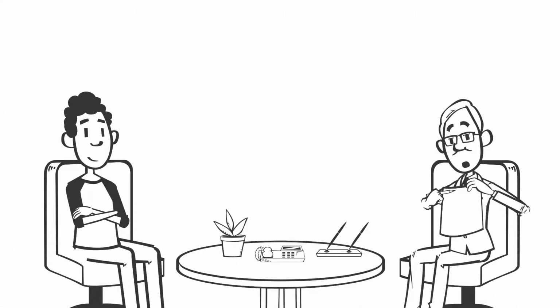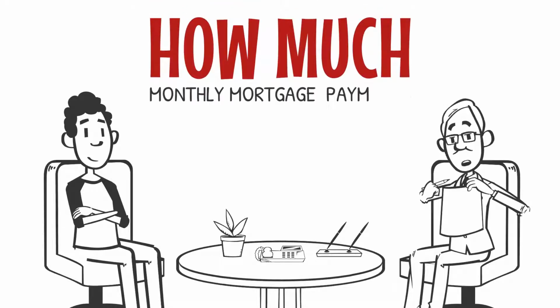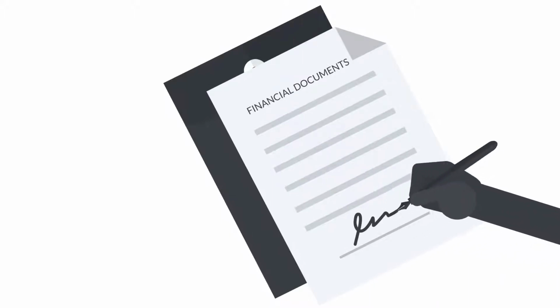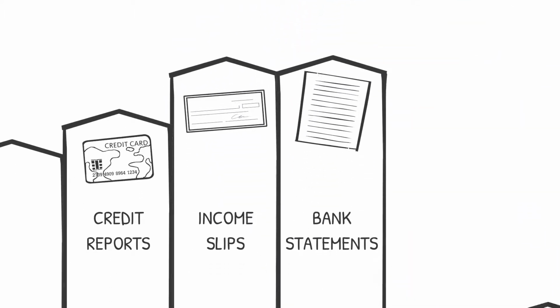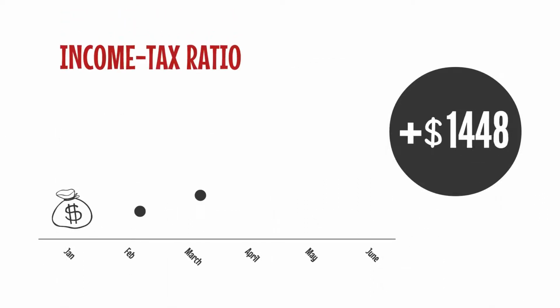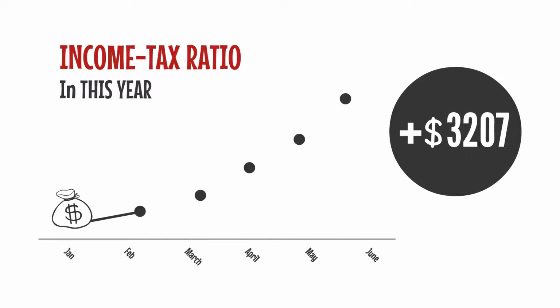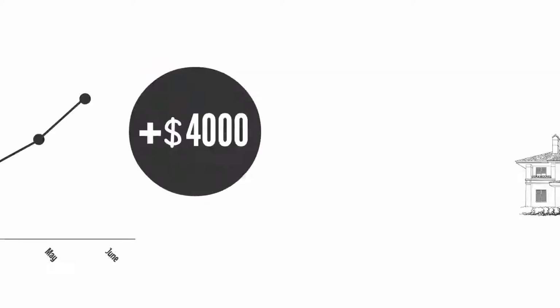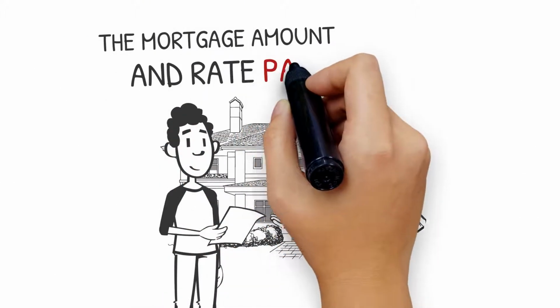The first and most important thing when taking a home loan is to find out exactly how much monthly mortgage payments you can afford to pay. This requires you to provide your lender with a number of financial documents, such as your credit reports, income slips, bank statements, tax reports, and more, which they will examine and figure out your income tax ratio. This ratio determines the monthly payments you can pay, and hence, the mortgage amount and rate you can acquire.